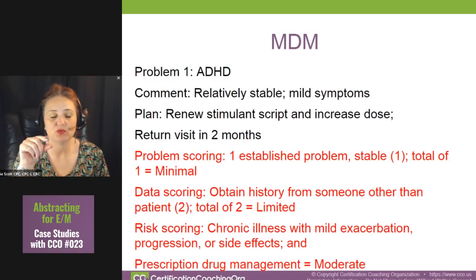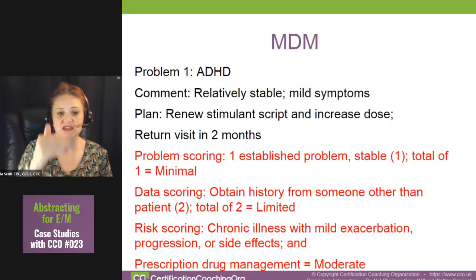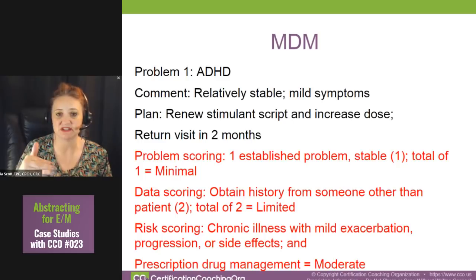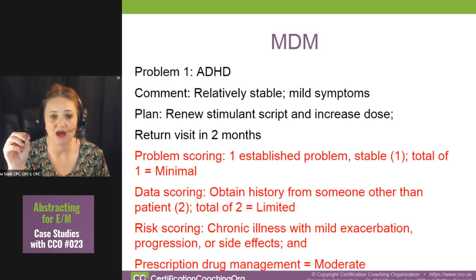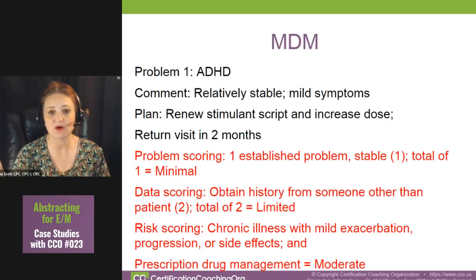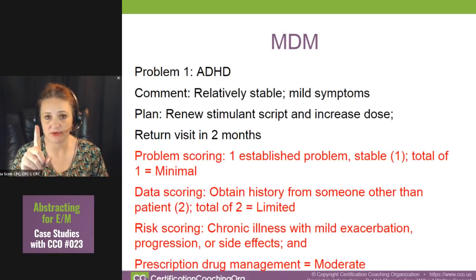But so what is the comment that's given? So this is like the diagnosis and the plan. So our comment: relatively stable, mild symptoms. One problem, and then establishing a higher level of specificity within that diagnosis, right? Plan: we're going to renew a stimulant script and increase dose, and then return visit in 2 months. So what is our scoring for our problem? We have one established problem and they're stable. So that's a minimum. They get 1 bullet for that, and it's minimum. One thing wrong.